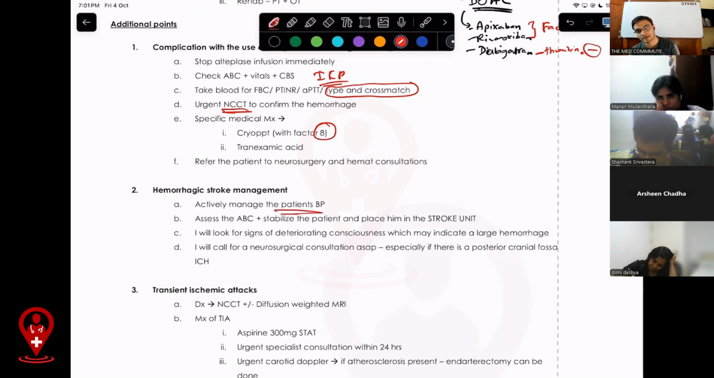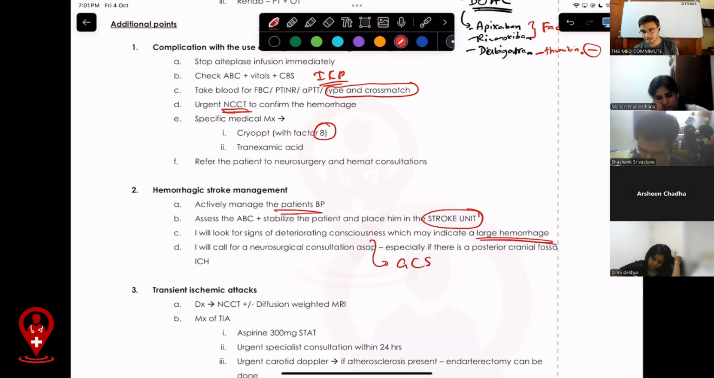Okay, you must reduce the blood pressure, right? Assess the ABC, stabilize the patient, right? Again, the stroke unit comes here, right? We want to transfer them to the stroke unit, right? Look for features of deteriorating consciousness. What are we going to look for? GCS. Look for the GCS, right?